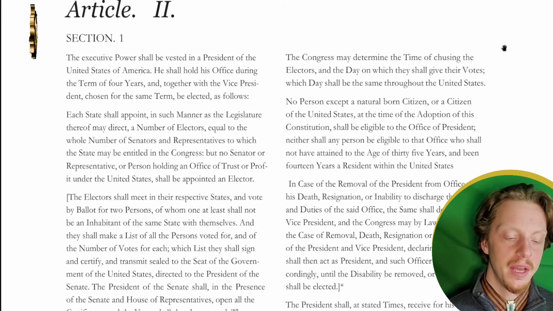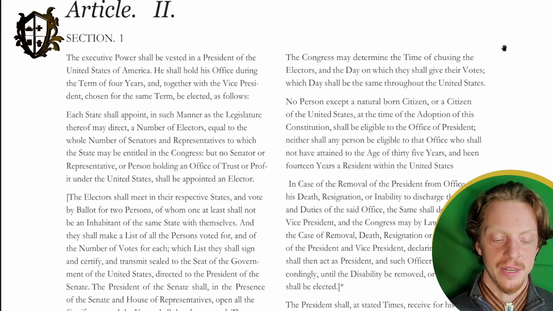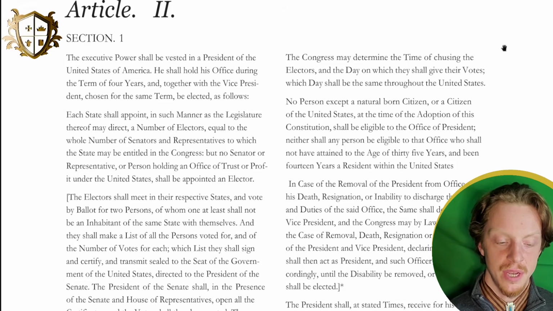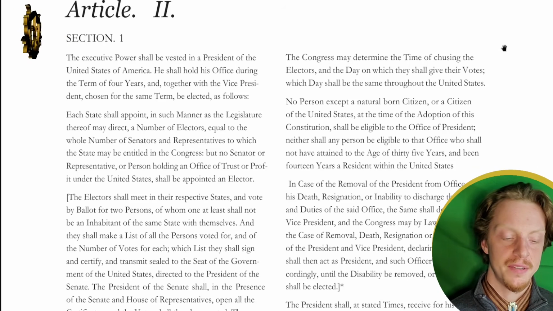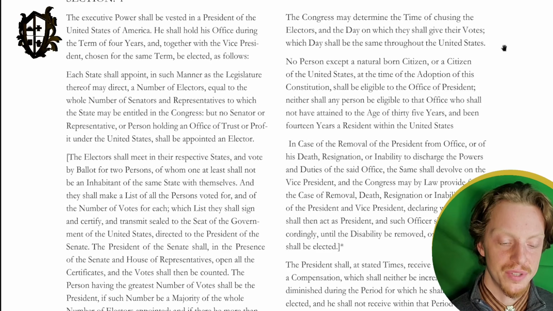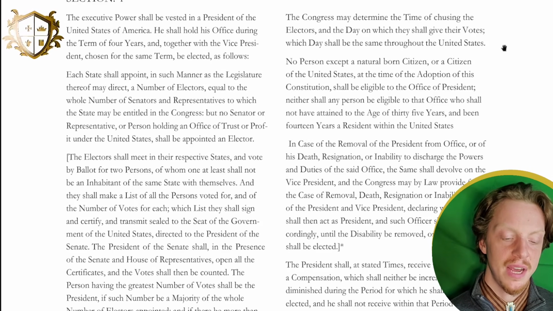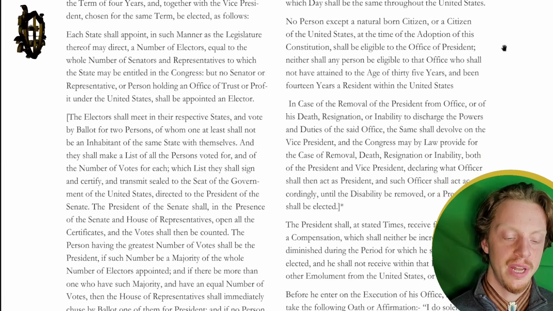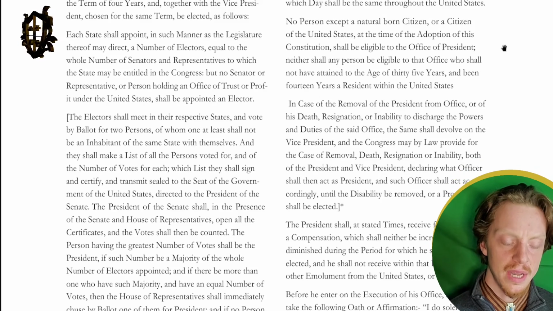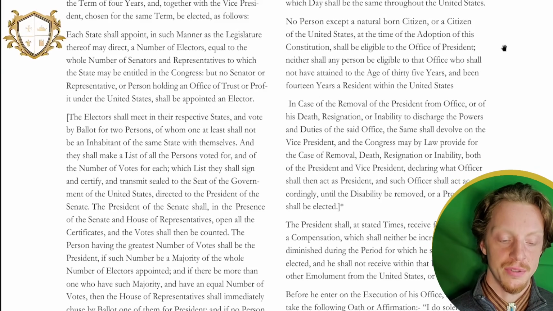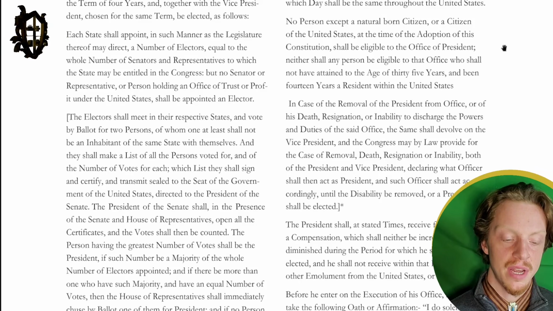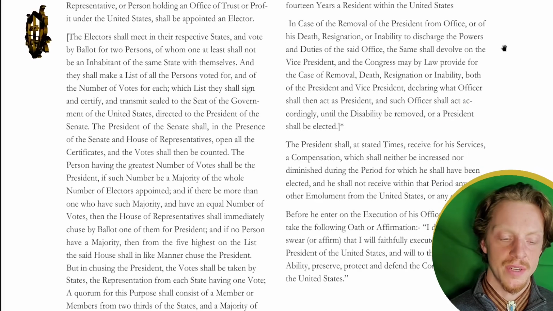The Congress may determine the time of choosing the electors and a day on which they shall give their votes, which day shall be the same throughout the United States. No person except a natural-born citizen or a citizen of the United States at the time of the adoption of this Constitution shall be eligible to the office of President. Neither shall any person be eligible to that office who shall not have attained the age of 35 years and been 14 years a resident within the United States.